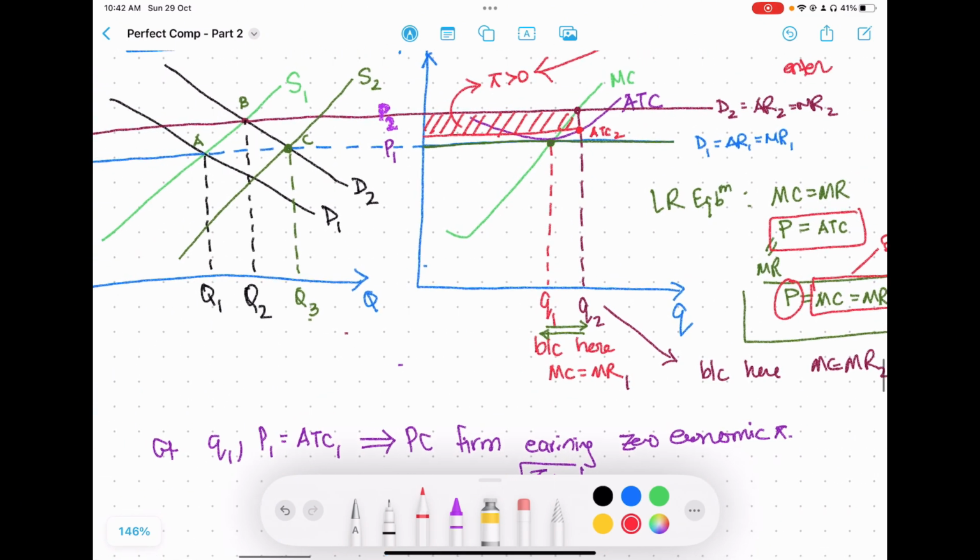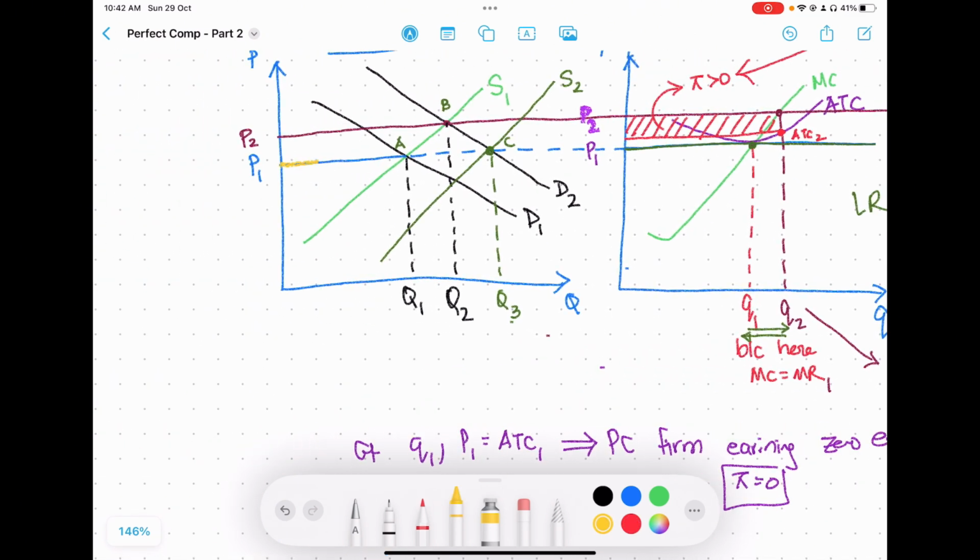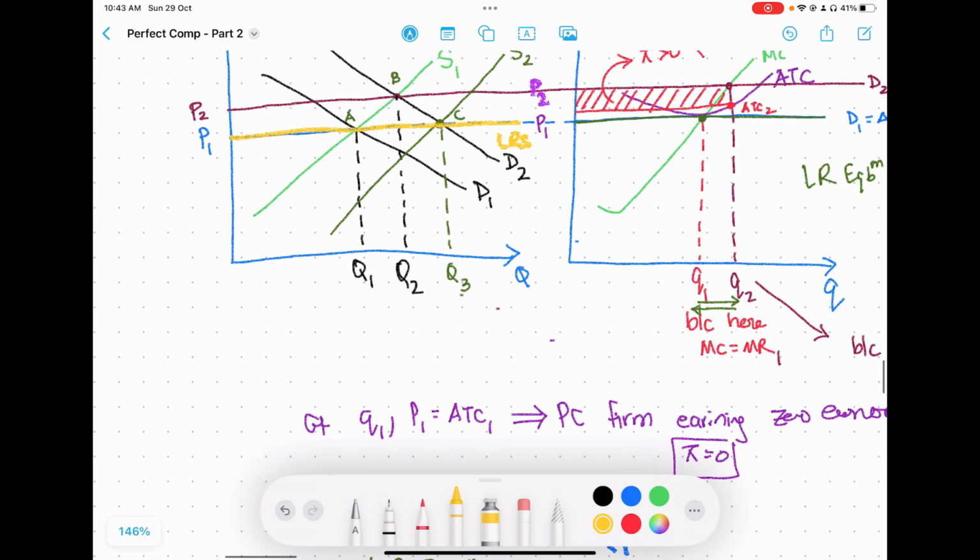And from here we get that in the long run, actually, this happens to be your long run supply curve. That's the final conclusion. And as I told you, even though each firm goes back to producing the quantity Q1, the market output actually grows because new firms have entered.